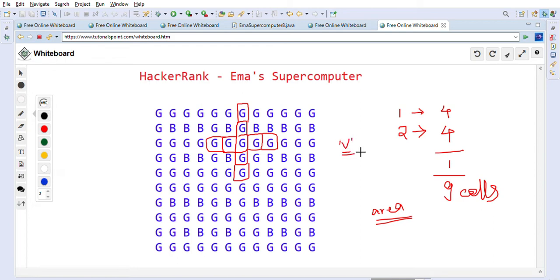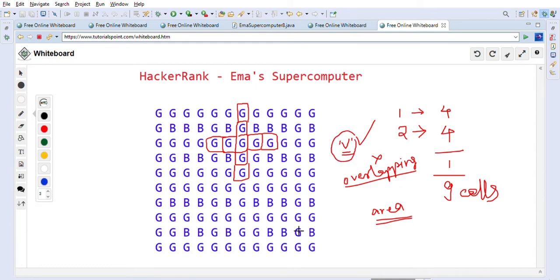V means visited. Why are we doing that? Because we want to make sure that the next plus sign that we consider should not overlap with this one. So to avoid overlapping, we have to change that G to V. It means that that plus sign we have already considered. So that's why we have to change that to V.